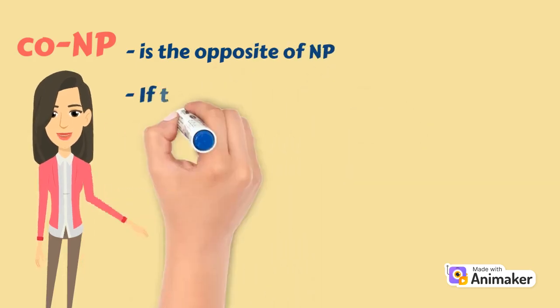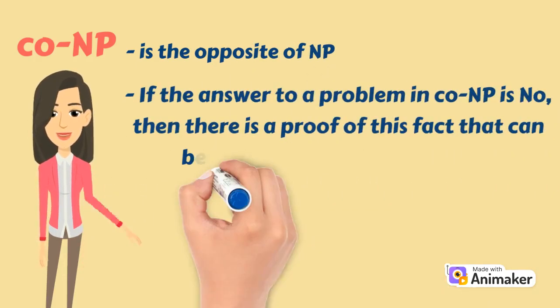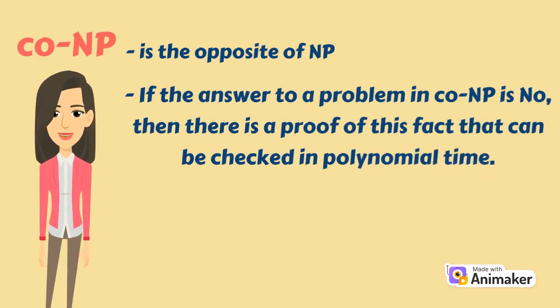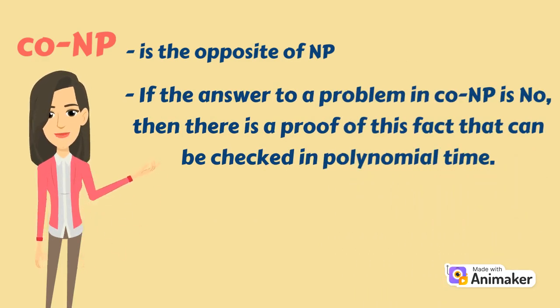Co-NP is the opposite of NP. If the answer to a problem in co-NP is no, then there is a proof of this fact that can be checked in polynomial time.